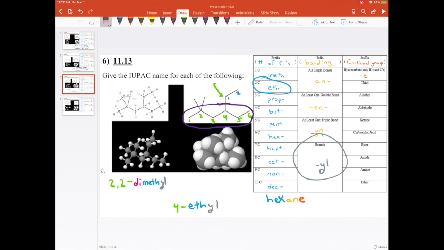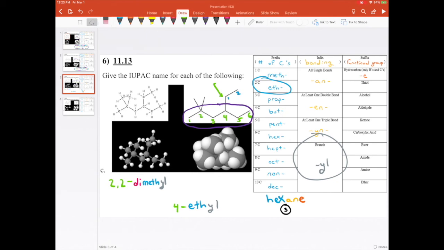Okay, so now we have 3 sort of puzzle pieces. One is 2,2-dimethyl, the other is 4-ethyl, and the third is hexane. So we have to put these together. We know hexane comes last because it's the backbone. But we have 2 branches, and we have to decide what order to put them in. Will 4-ethyl come first, or will 2,2-dimethyl come first? The answer is that you alphabetize these. So you're comparing the M in 2,2-dimethyl and the E in ethyl. E comes before M, and so 4-ethyl will come before 2,2-dimethyl.